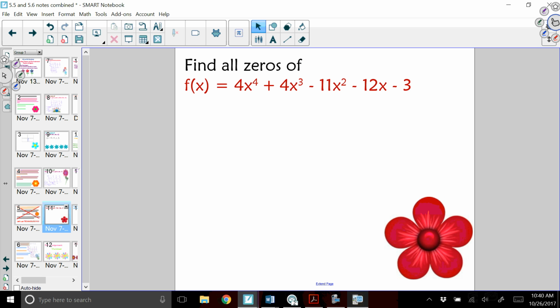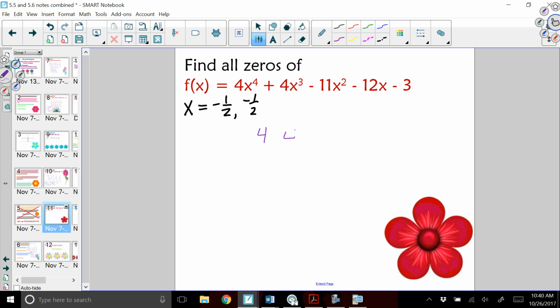All right, so if we come back to this problem, x equals negative half, right? Since it bounced, I know that's 2 of my answers. And if I have 2 of the answers, and I know there's supposed to be 4, can I work with that? Will that get me to an x squared? Yeah, that'll get me to an x squared. All right, so let's go ahead and set it up. So 4, negative 11, negative 12, negative 3. All right, let's use negative half.